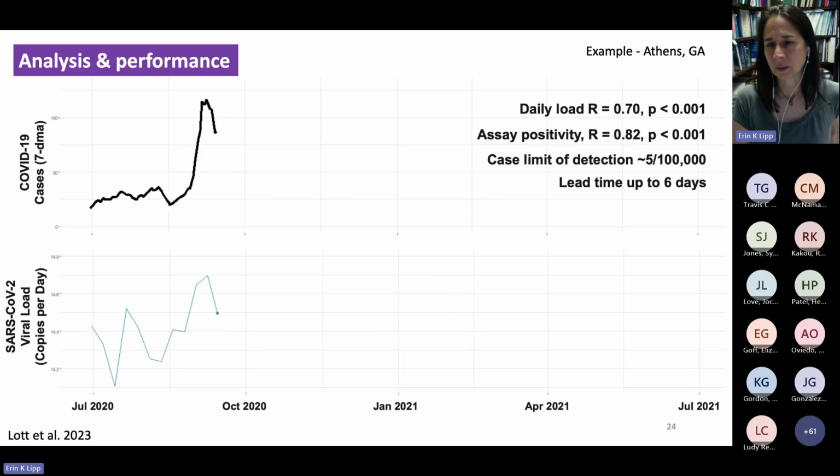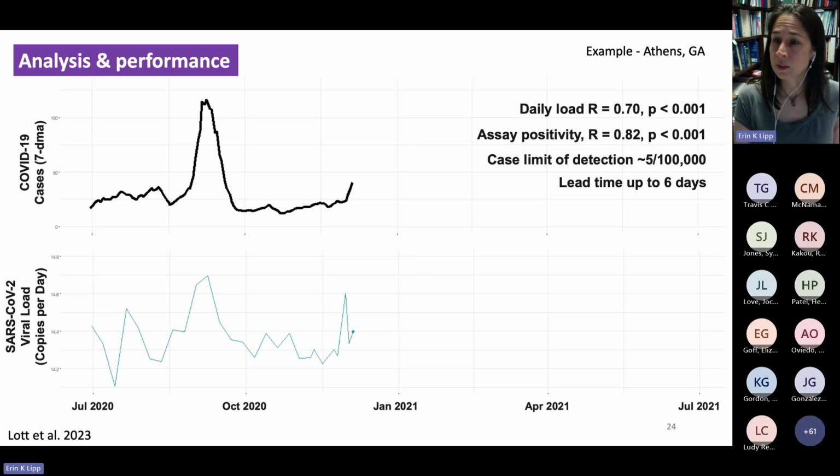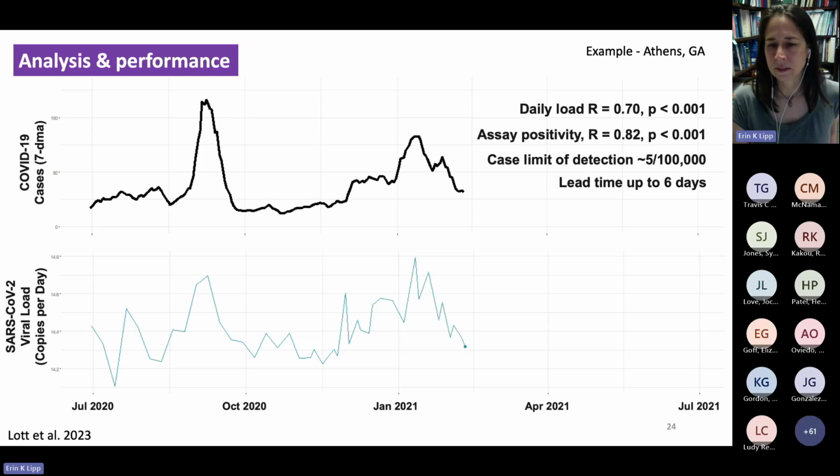We were able to calculate that using wastewater alone could give us a limit of detection of 5 cases per 100,000 and a lead time of up to 6 days. And this is not terribly different from what others have found in other communities using wastewater-based surveillance, specifically for SARS-CoV-2.